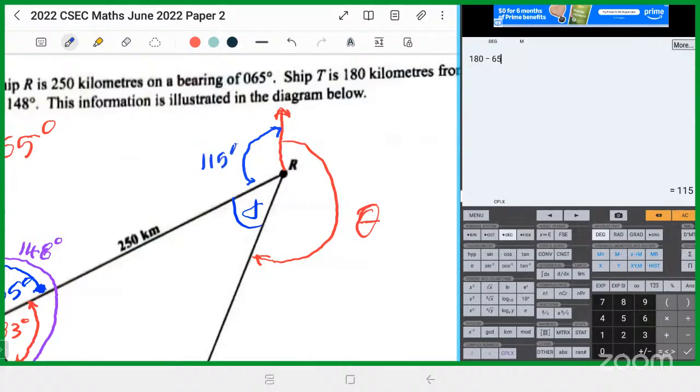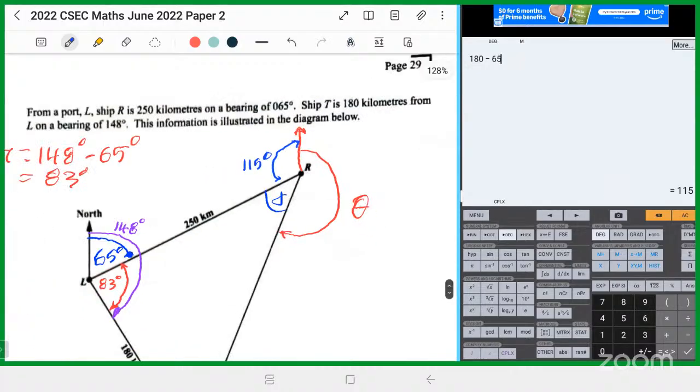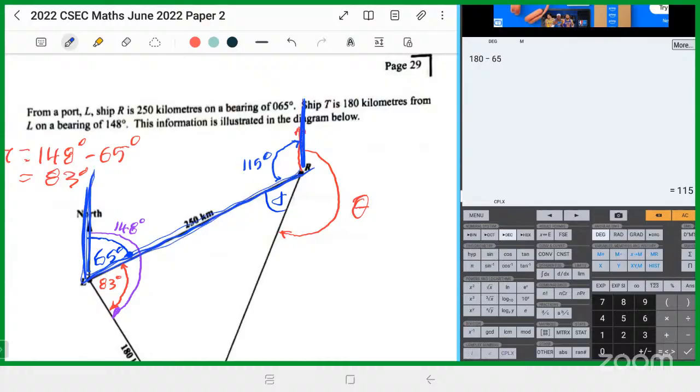Or is it 105 degrees? Because these two angles are co-interior angles. The angles in the base of the U, formed by this parallel line and this line joining them, are 180 degrees. So it is 180 degrees minus the 65 degrees. That is giving us that 115.